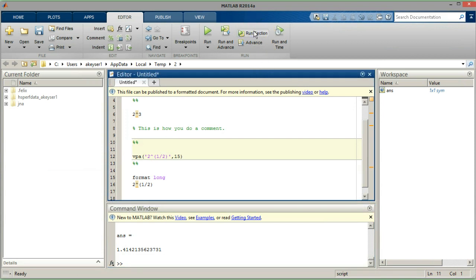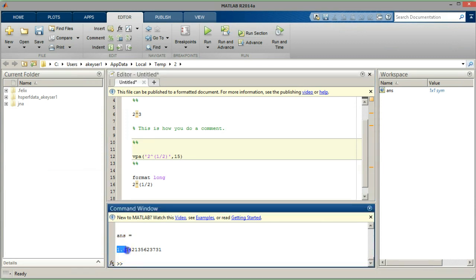So what we're telling VPA is give this to me with 15 placeholders. So it should be 15 numbers here. 1, 2, 3, 4, 5, 6, 7, 8, 9, 10, 11, 12, 13, 14. So value precision accuracy is giving me 14 different numbers. So why is that? Why is it giving me that? It should give me 15.